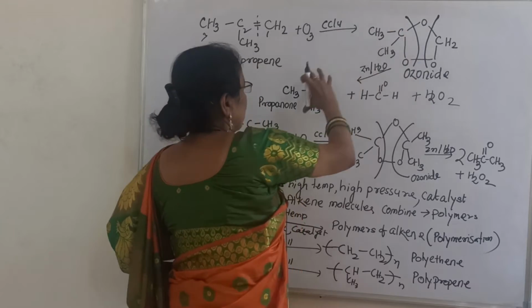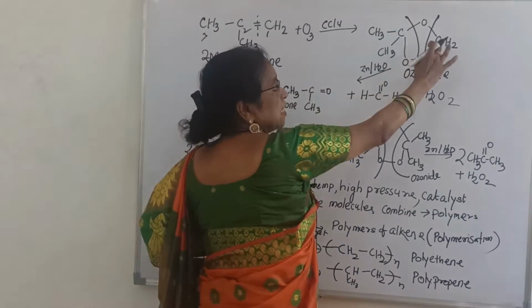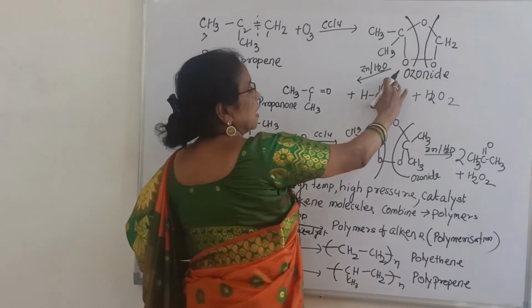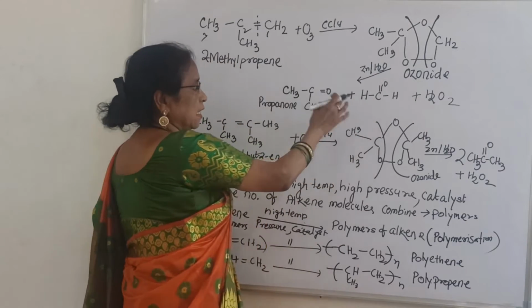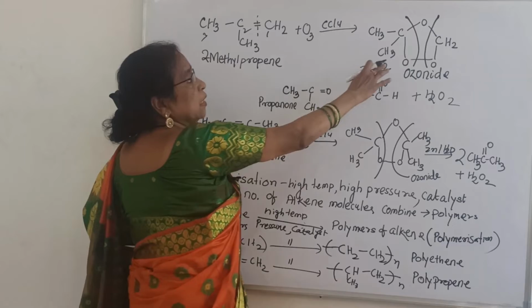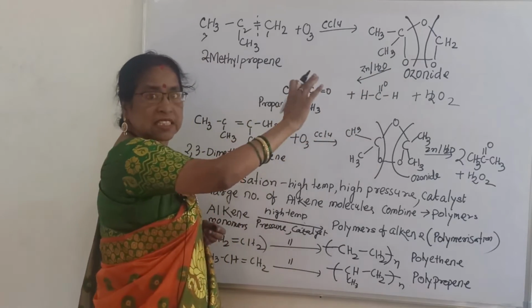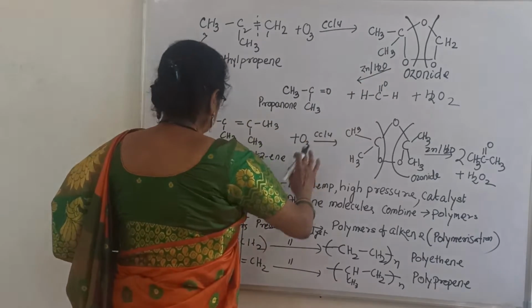CH3CO. That means it is one product, and the other one is CH2 only, so HCHO. That means this is propanone, this is methanal. Again see, this is propanone because there is no hydrogen, only CH3, and this is methanal.